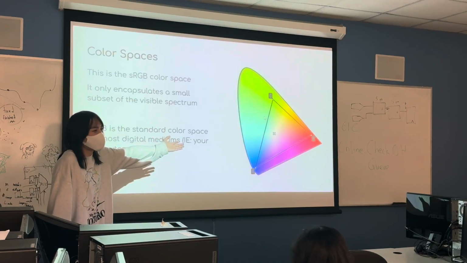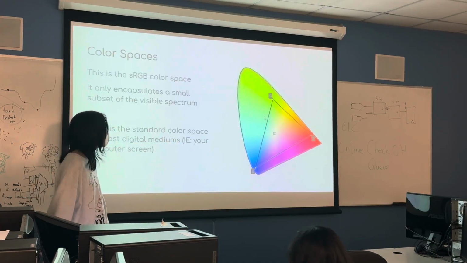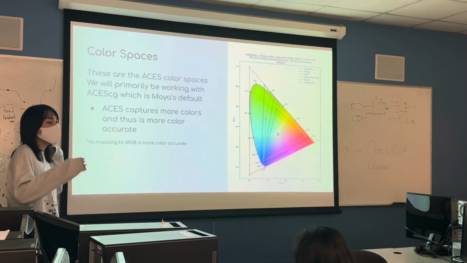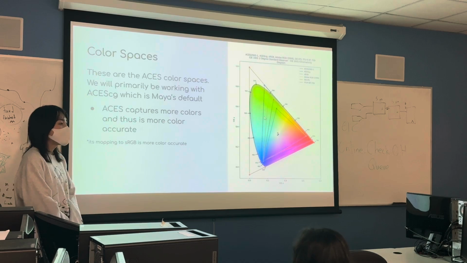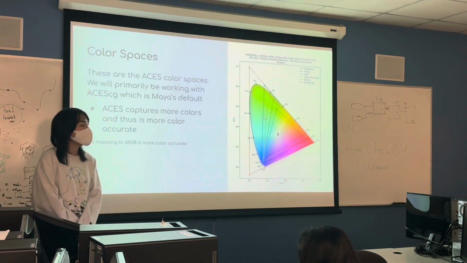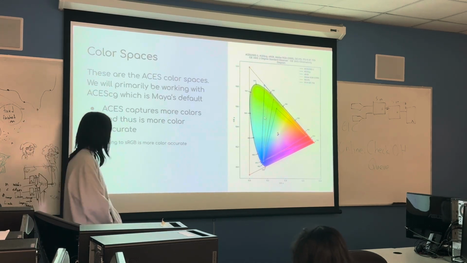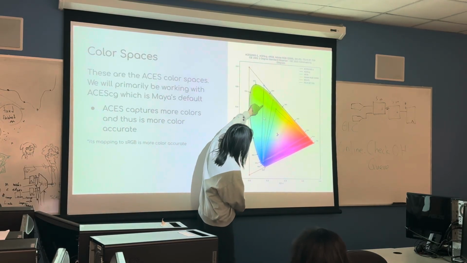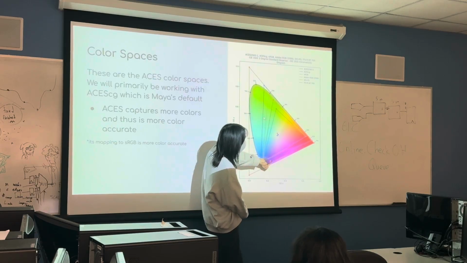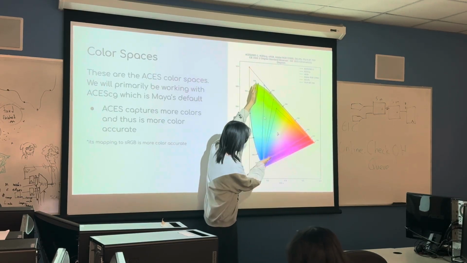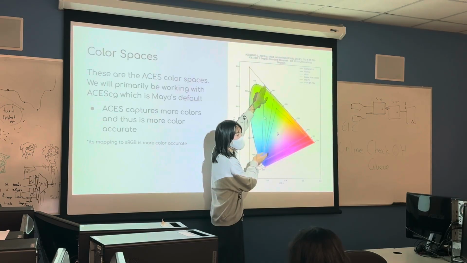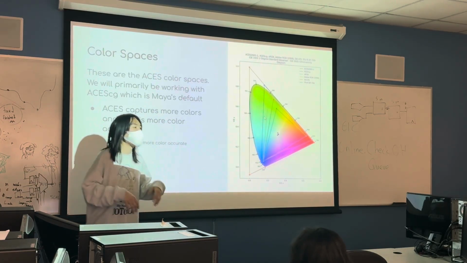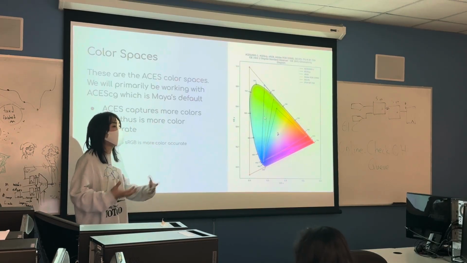Obviously, it doesn't represent a lot of colors, right? So what we use instead is the ACES CG color space, which is my default color space. It is also the color space that is defined by the Academy for working in CG. Essentially, the ACES CG color space is this blue triangle over here, and you can see how it captures more colors. There are physically more colors that it can represent compared to the sRGB color space, right? So you're able to get more color accuracy because you're capturing more colors.